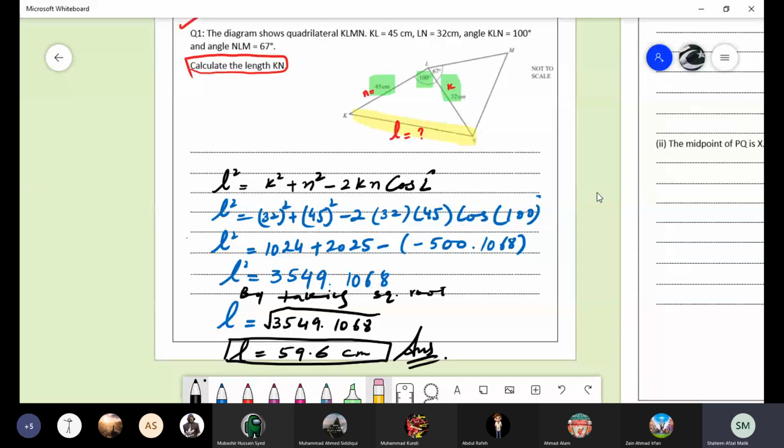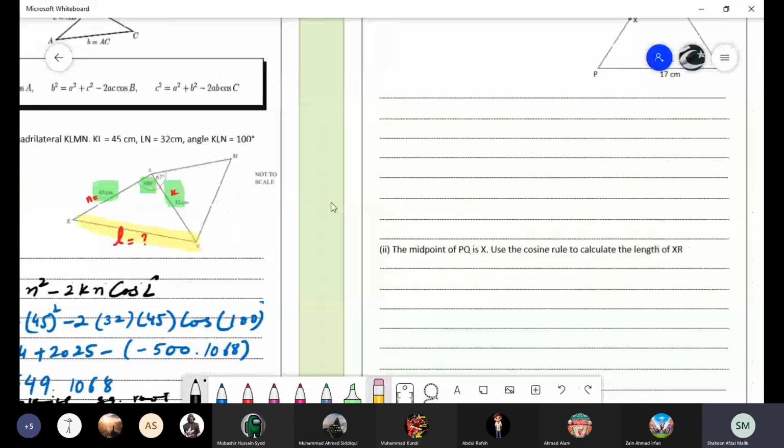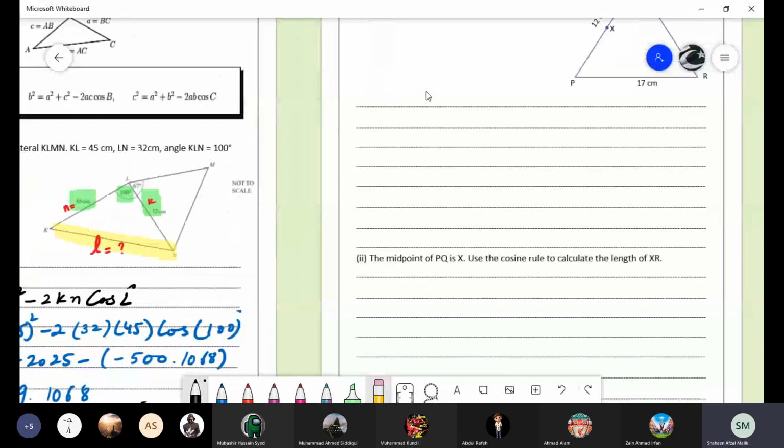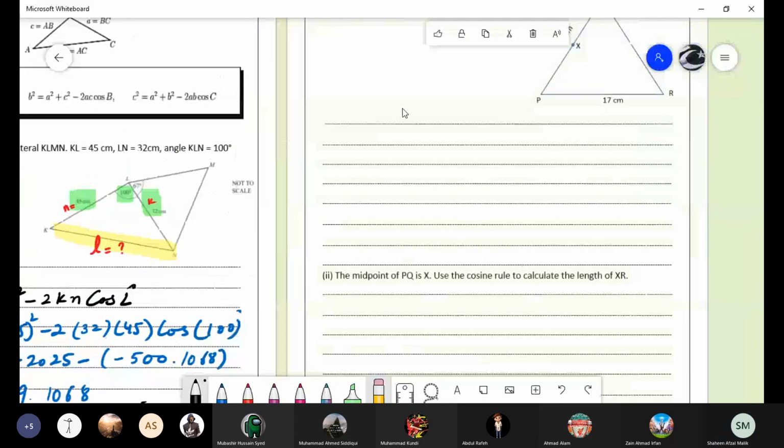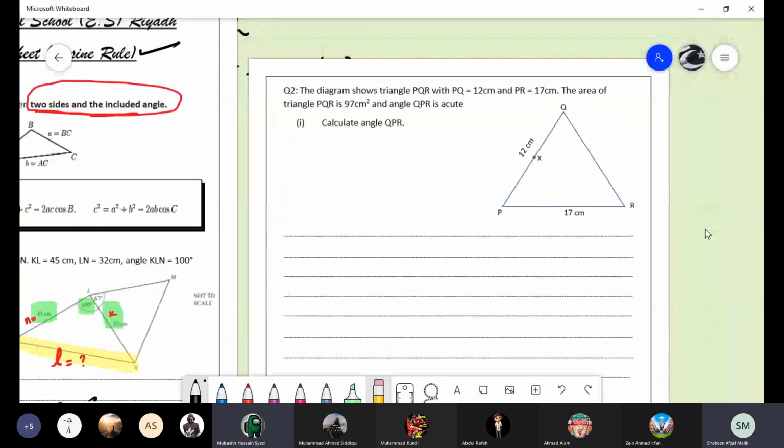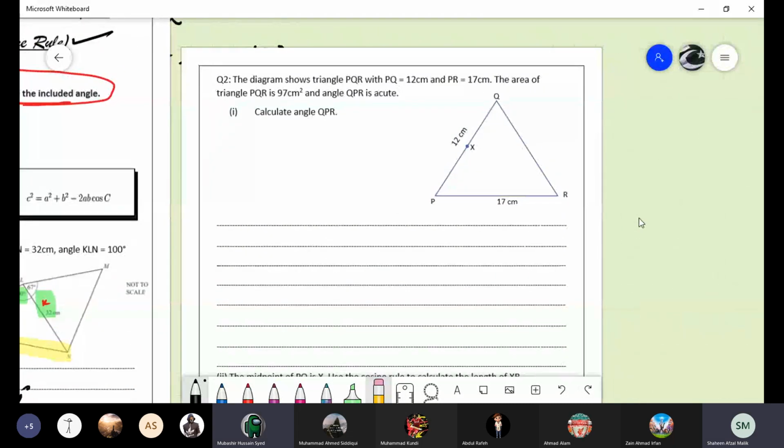Yes, boys. Did you get the same answer like Zan? Very good, Zan. Everyone solved the question? Yes, ma'am. Okay, so Mubashir has to solve the second question. Yes, Mubashir, beta. Yes, ma'am. Question number 2.